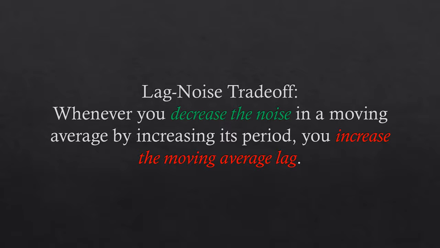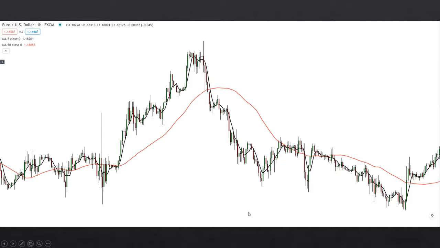It's easy to grasp the lag noise trade-off by simply looking at a chart that has a fast and a slow moving average. In this chart, the black line is a 5-period simple moving average, and the red line is a 50-period simple moving average. We can clearly see here that the black line is much noisier and faster, while the red line is much smoother and lagging. It takes more price action to make the red MA change direction, and since it incorporates more price information than the fast MA, there is less noise.